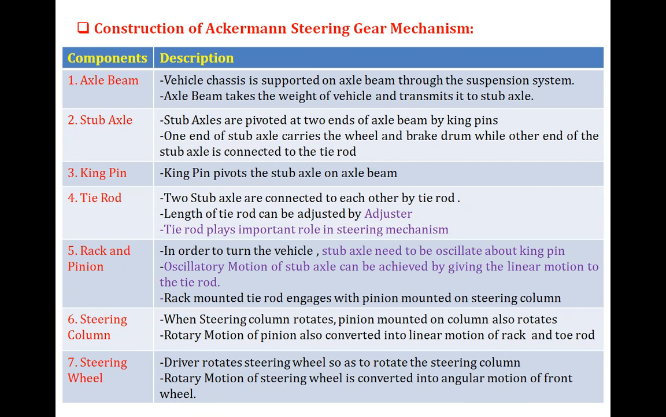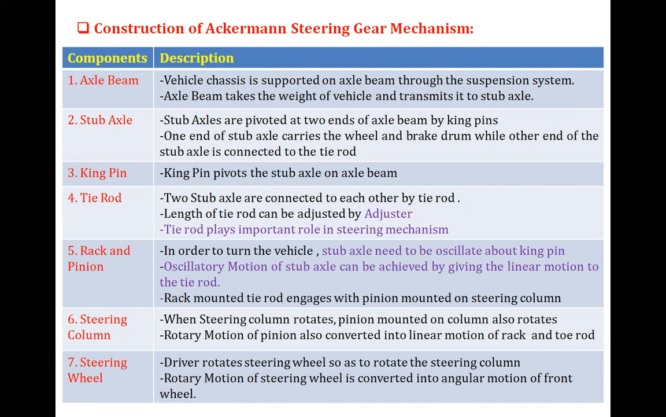The function of each component of the Ackermann steering mechanism. First one is the axle beam. Vehicle chassis is supported on the axle beam through the suspension system. The axle beam takes the weight of the vehicle and transmits it to the stub axle. Then the second component is the stub axle. Stub axles are pivoted at two ends of the axle beam by kingpins. One end of the stub axle carries the wheel and brake drum, while the other end is connected to the tie rod. Then the third component is the kingpin. The function of the kingpin is to pivot the stub axle on the axle beam.